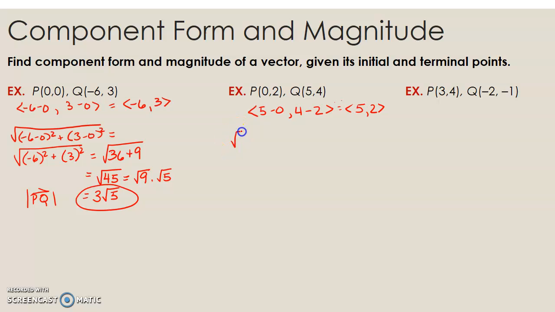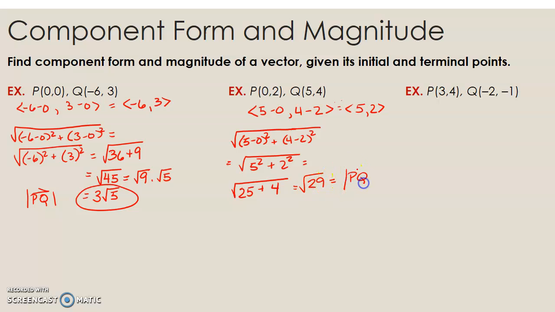And your magnitude is 5 minus 0 squared plus 4 minus 2 squared, which gives you 5 squared plus 2 squared, or 25 plus 4, which is the square root of 29. There isn't anything you can do with that. And that is the magnitude of PQ.